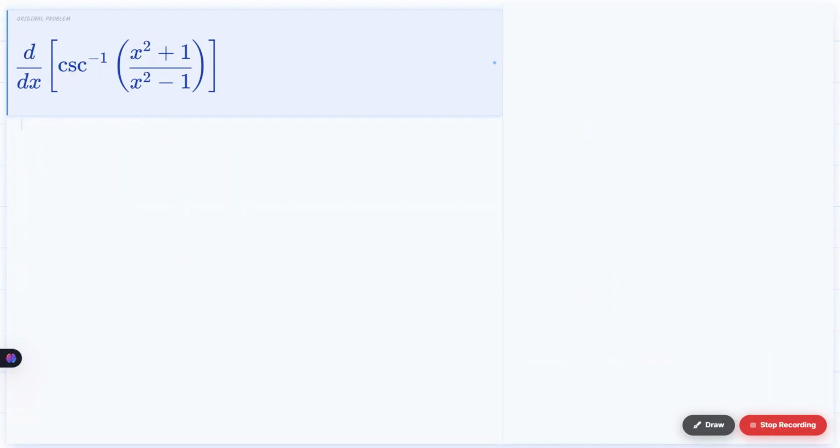We look at the problem: the integral dx of CSC inverse of x squared plus 1 divided by x squared minus 1. We do this to see what we need to solve. This is our starting math sentence.